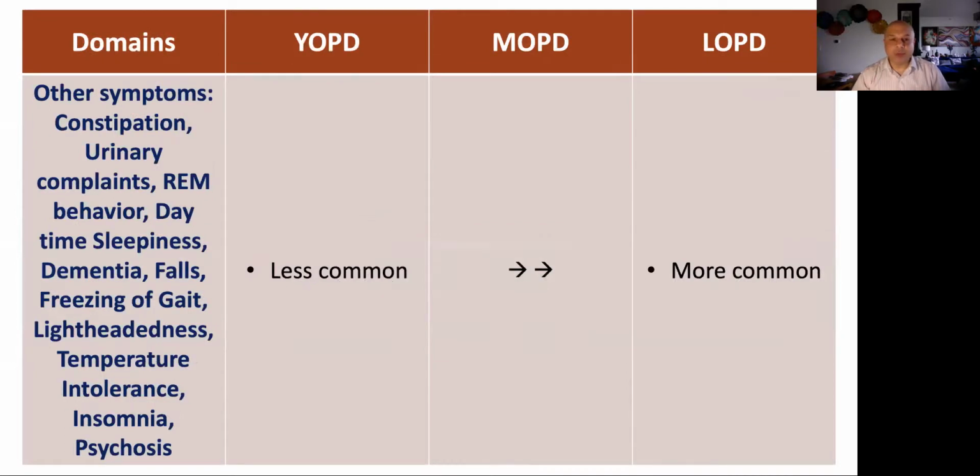What about the other domains? Now, these are non-motor and motor symptoms: constipation, urinary complaints, REM behavior disorder, daytime sleepiness, dementia, falls, freezing of gait, lightheadedness, temperature intolerance, insomnia, and psychosis. These are significantly more common in late onset Parkinson's disease than in young onset Parkinson's disease, regardless of the duration of the disease.